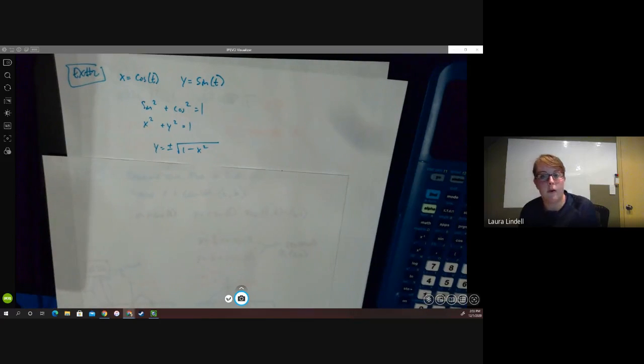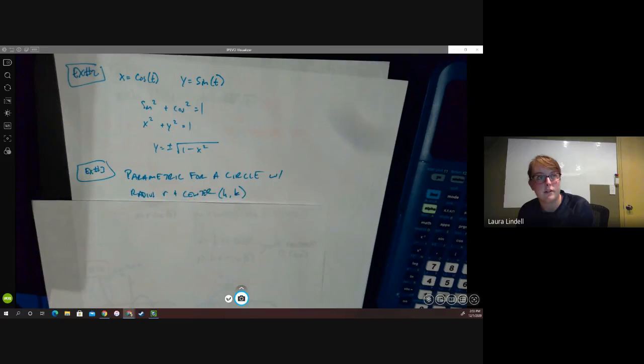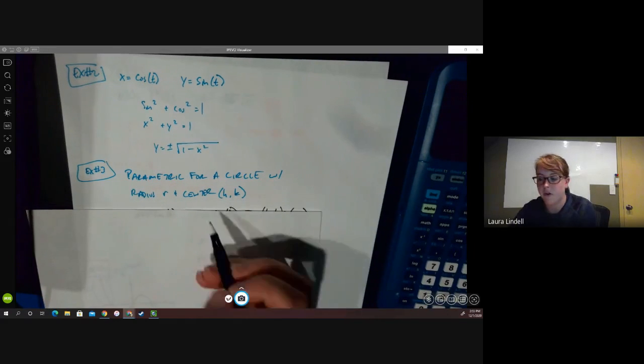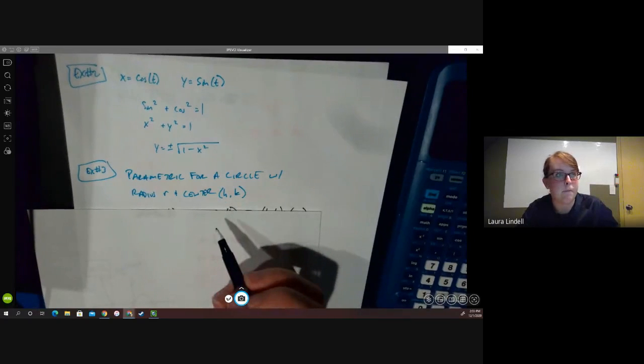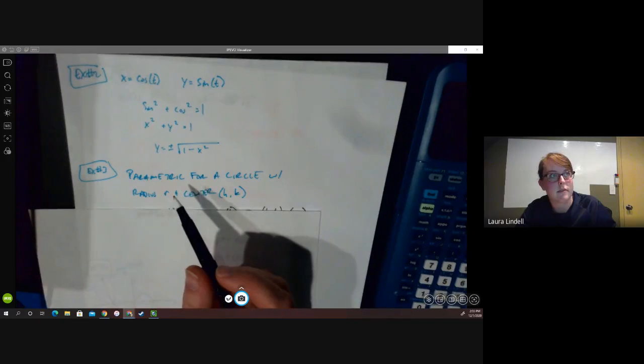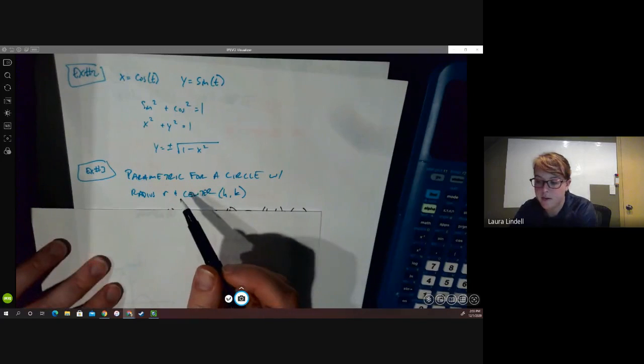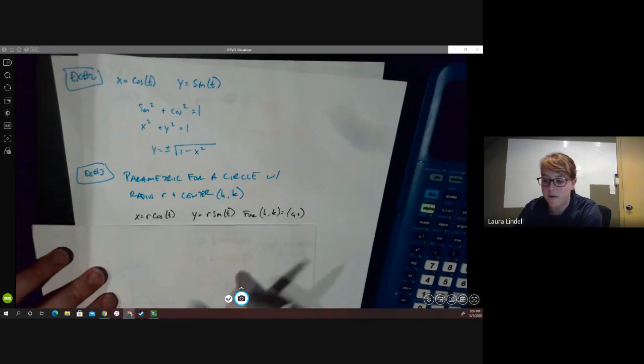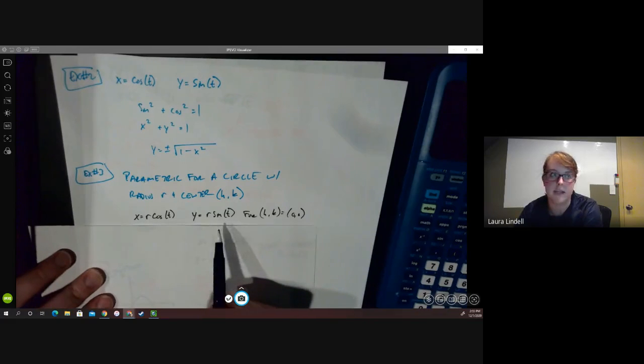Okay, so what if we were to generalize this a little bit? What if we wanted the parametric for any circle with a radius of r and centered at h, k? Well, if we're just changing up the radius, then this is how it would work out. r cosine t and r sine t.